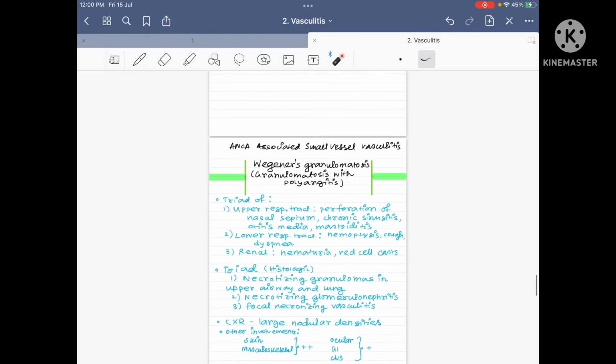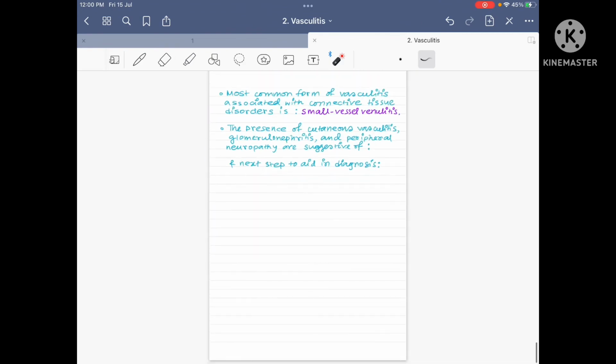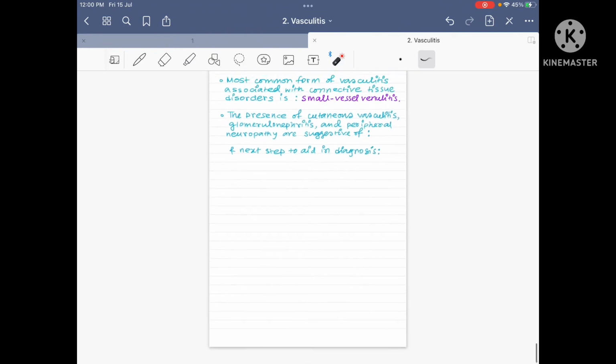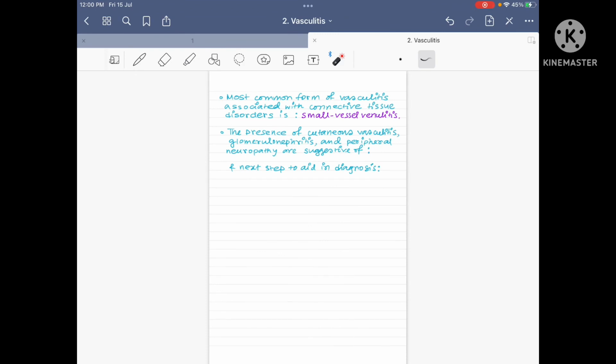So we have almost completed all the topics which were asked in previous years from the vasculitis part. You can easily solve the Marrow Q-bank now. Two things you have to remember: the most common form of vasculitis associated with connective tissue disorder is small vessel venulitis, not vasculitis, venulitis here, and the presence of cutaneous vasculitis, glomerulonephritis, and peripheral neuropathy is suggestive of small vessel vasculitis. It is also previously asked many times. Cutaneous vasculitis, glomerulonephritis, and peripheral neuropathy, small vessel vasculitis.